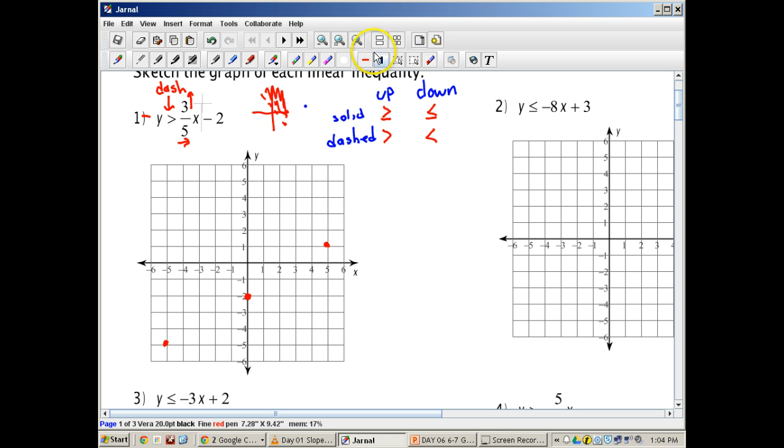Be careful here. We have a habit of using a straight edge here, which is good, but just make sure it's a dashed line. Try to make it straighter than mine. You can still use a straight edge, but just don't make it solid. And then we know it's going to be shaded up.